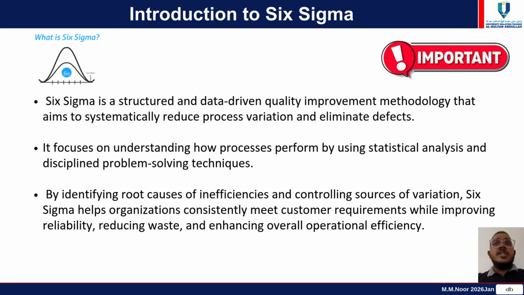Here is the introduction to Six Sigma. Six Sigma is a systematic methodology developed to improve process performance by reducing variations and eliminating defects. Instead of relying on our experience or assumptions, Six Sigma emphasizes data, measurement, and statistical analysis to understand how a process actually behaves. The main objective of Six Sigma is not just to fix problems temporarily, but to prevent defects from occurring by improving process consistency. This approach helps organizations reduce waste, lower cost, improve efficiency, and ultimately increase customer satisfaction.